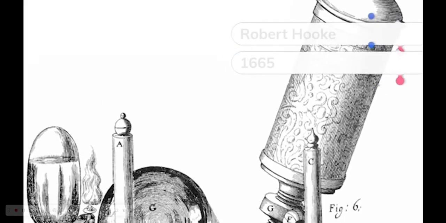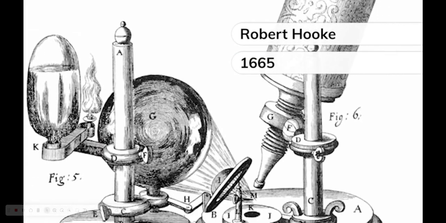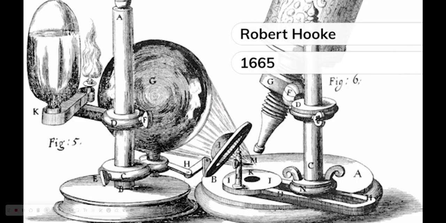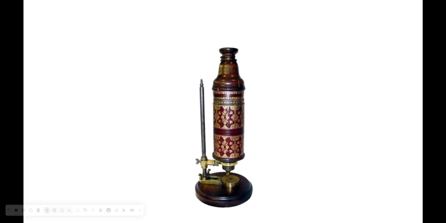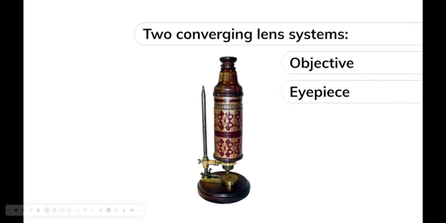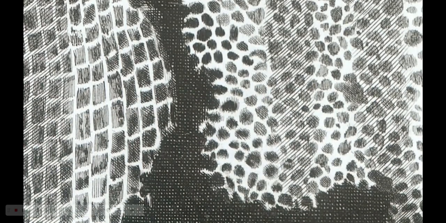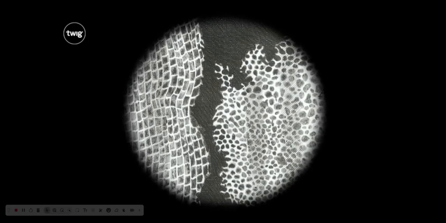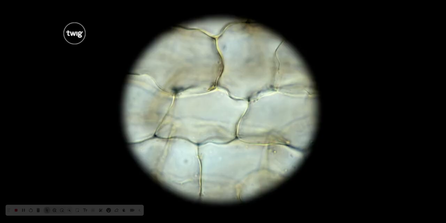Robert Hooke built the first usable British compound microscope in 1665. It was a light microscope with 2 converging lens systems, the objective and the eyepiece. Hooke observed that tissues were constructed of many tiny individual building blocks. In 1665, he coined the term cell to refer to these building blocks. Hooke was viewing the material cork, which is comprised of dead plant cells.